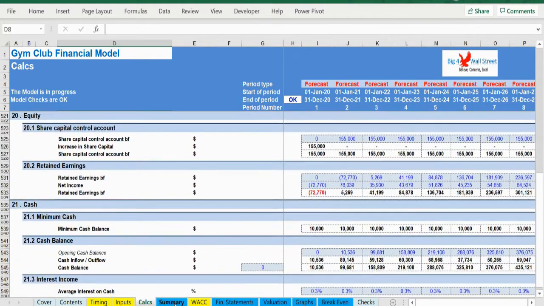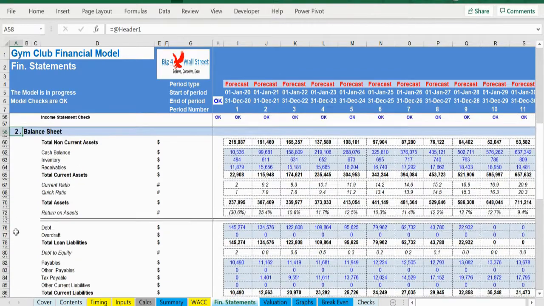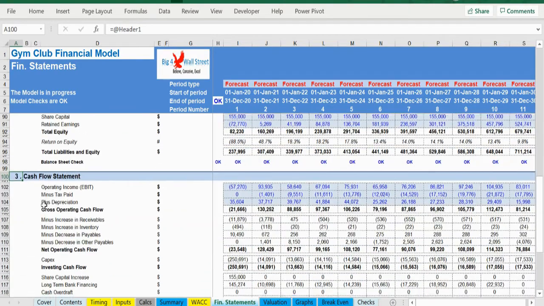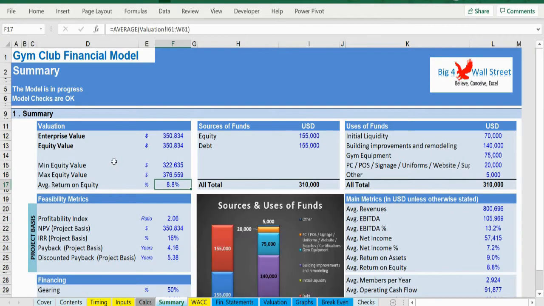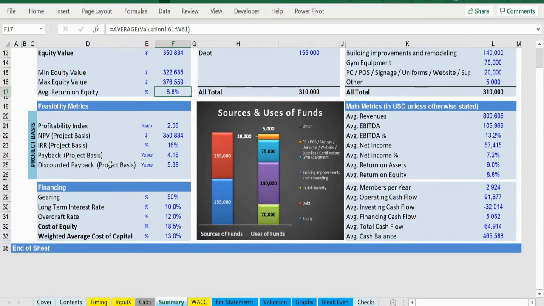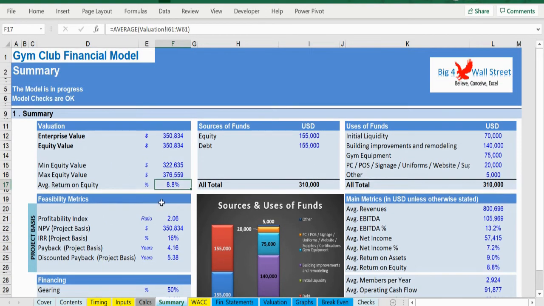In the Financial Statements tab, everything is aggregated into the relevant statements, profit and loss, balance sheet, and cash flow on a yearly basis. In the Summary tab you are able to see a high-level report with the main financial ratios. It can be readily printed on one page for your convenience.